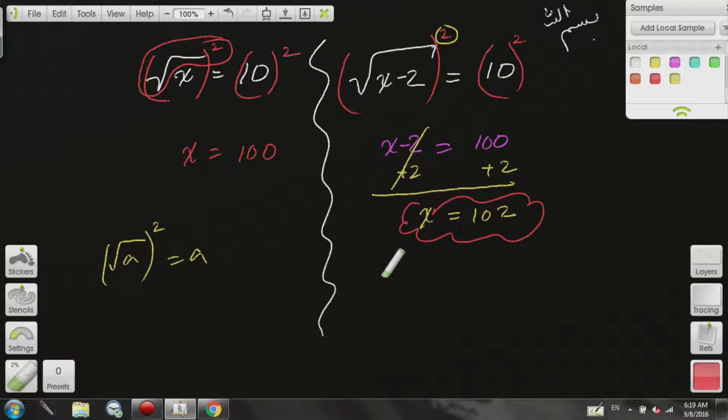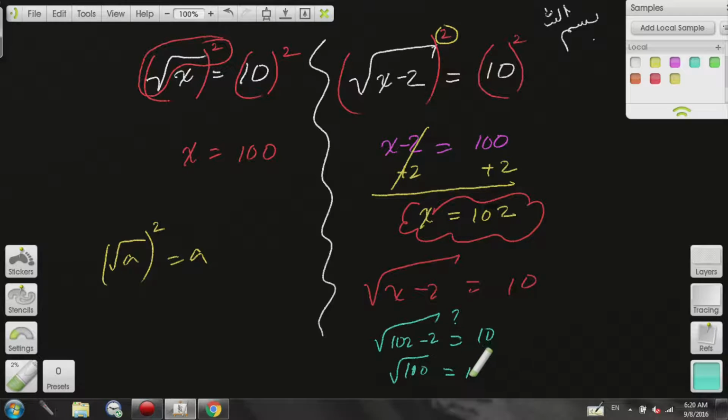You can substitute this in over here. Let's do that. So x minus 2 equals 10, and substitute 102 minus 2. Does this equal 10? 102 minus 2 is 100. Does the square root of 100 equal 10? And that is correct.